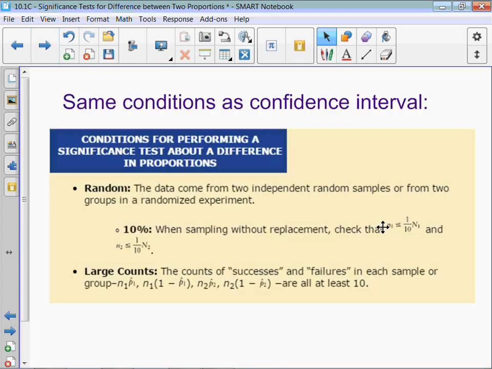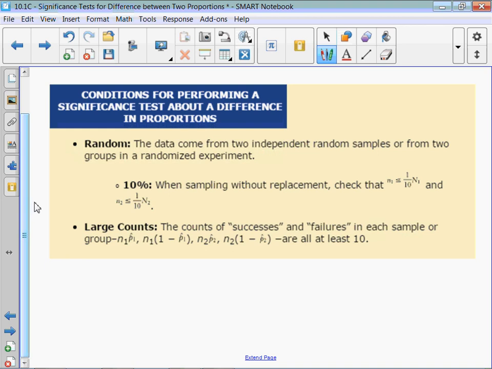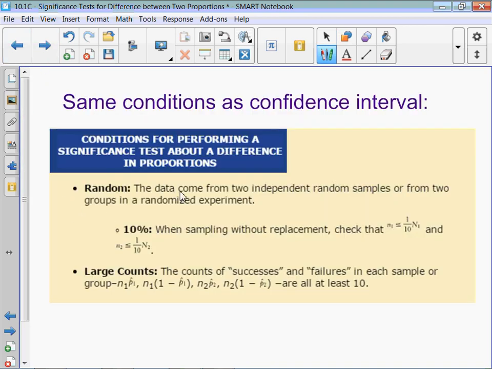All right, so this would be under the plan step, where we need to check these 3 things. Just like the confidence interval, same thing as before. Random: we've got to have a random sample, and both of them have to be random samples. And then we need our 10% rule. Notice we're checking both. And large counts, n times p, n times 1 minus p, and same with the other one, so check both. They have to both be at least 10.